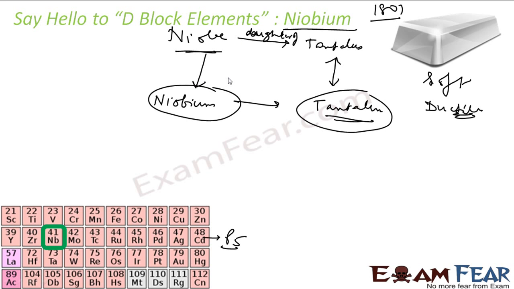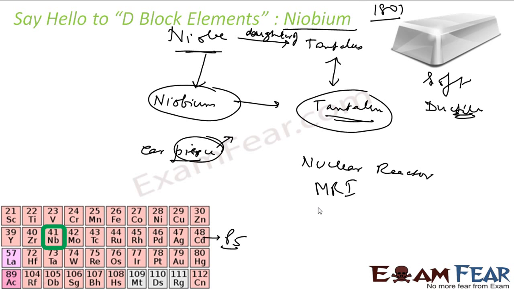This is one of the least reactive metals, and since it is least reactive, it is used in ear piercing. Why? Because in ear piercing, you don't want any infection, so this is used. It is least reactive. It is also used in nuclear reactors. It is also used in superconducting magnets.